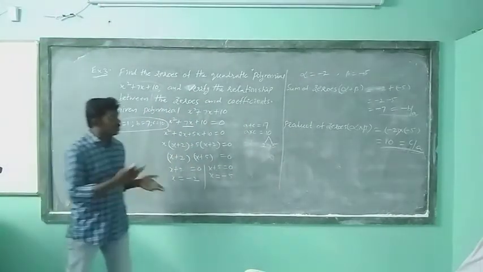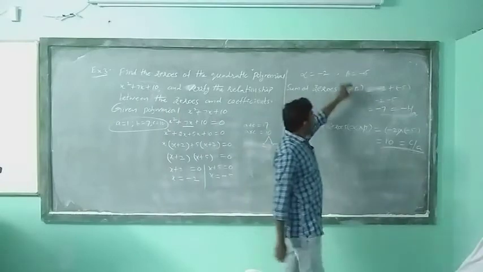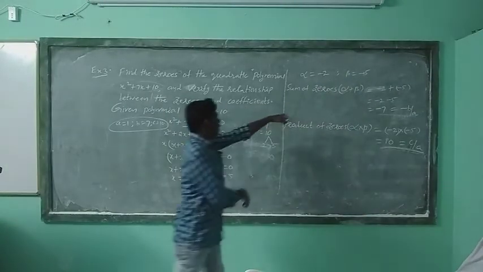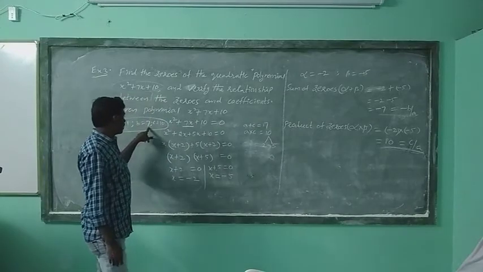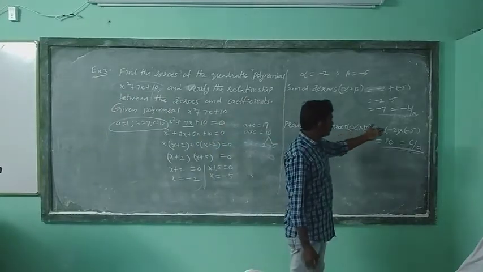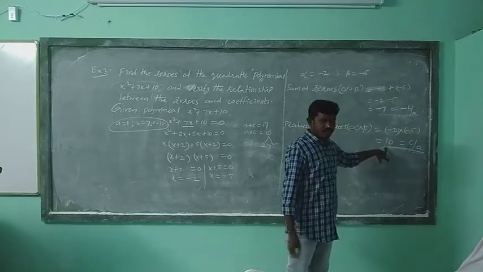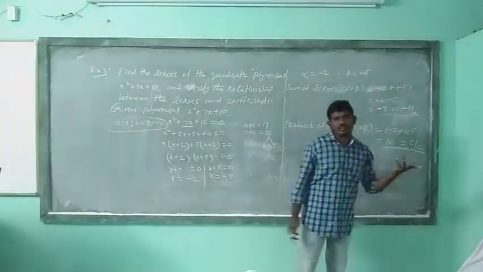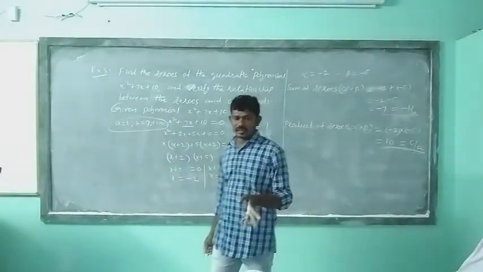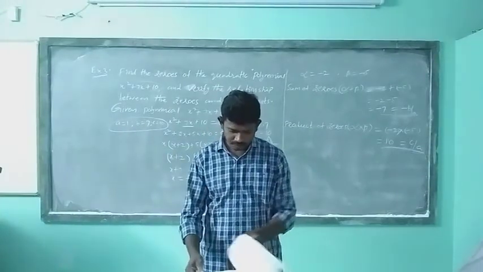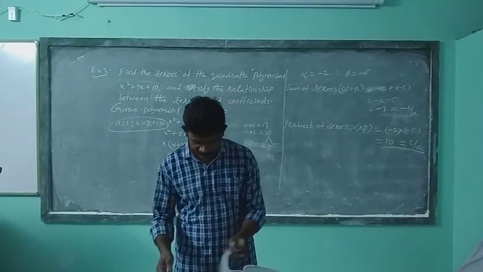Now here alpha plus beta equal minus 7, and the formula minus b by a is also minus 7. Here alpha into beta is minus 2 into minus 5, which is 10, and the formula c by a value is also 10. Now verified. Next, example 4.